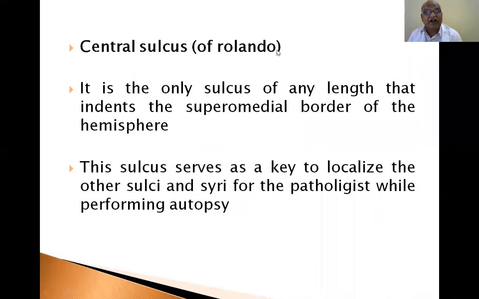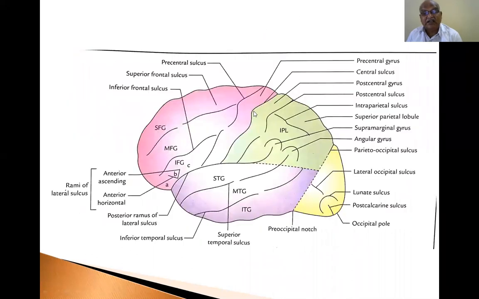Now, the central sulcus of Rolando. It is the only sulcus of any length that indents the supramedial border of the hemisphere. So already I told you, the lateral surface and the medial surface are present for the cerebral hemisphere. The central sulcus of Rolando is the only sulcus of any length that indents the supramedial border of the hemisphere also. No other sulcus divides the medial border. Now, this is the central sulcus dividing the supralateral surface, and it divides the supramedial border also.